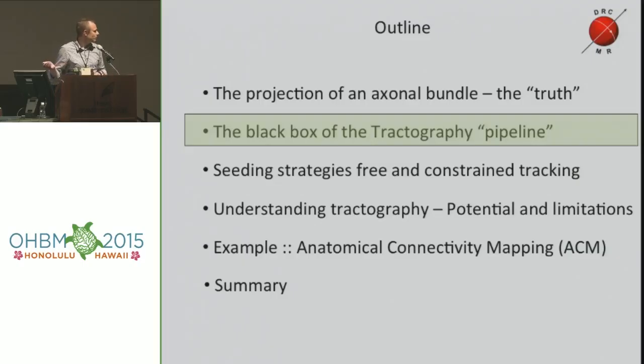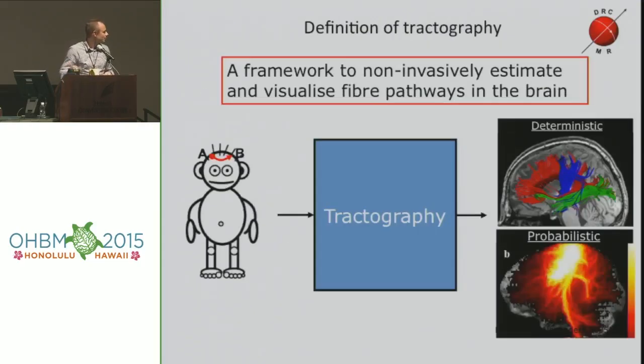Now we go into this black box of tractography. How does this actually look? We can define tractography as a framework to non-invasively estimate and visualize fiber pathways in the brain. We have an input as a subject, often alive, then we have our black box where the data sets come out. And then we can visualize two types of tractography: deterministic and probabilistic.